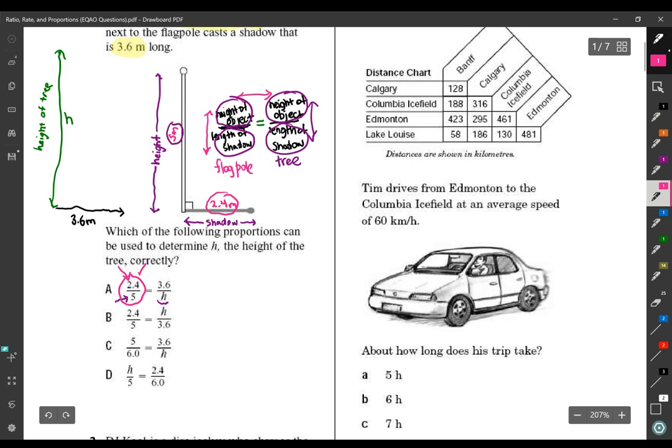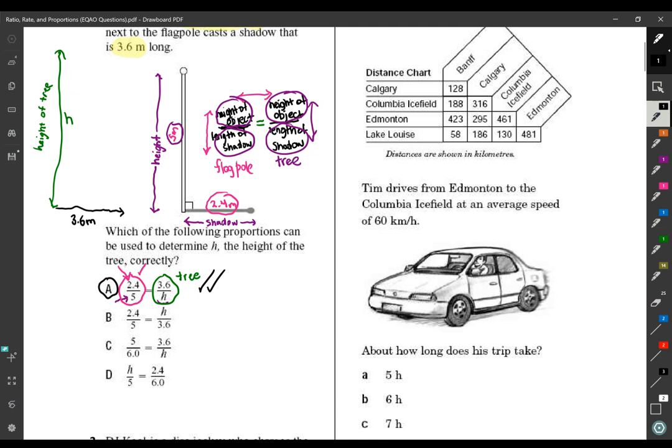So that's good. And on the other side, we're talking about the tree. All these numbers are related to the tree. So on the top, we should have the length of the shadow of the tree, and we do. So actually, this proportion is correct. This is the correct way to solve the problem, so the answer is going to be A.